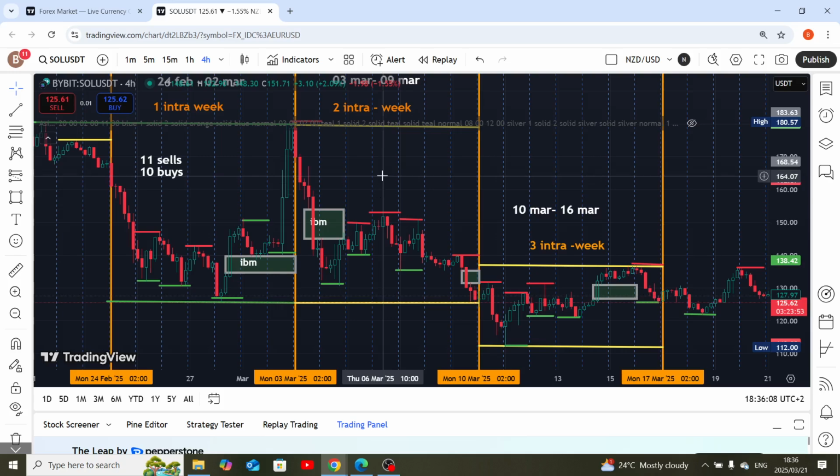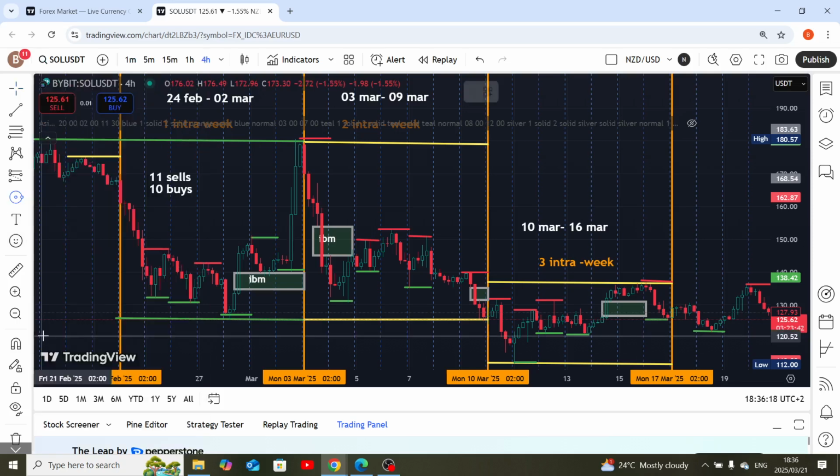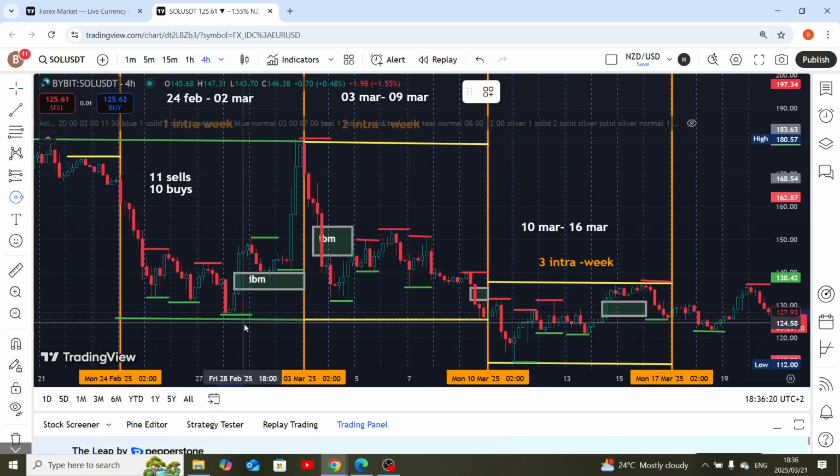So I'm happy that you managed to see the entry. I need to circle entries for you so that you can identify exactly where the entries are. So this is a potential zone.